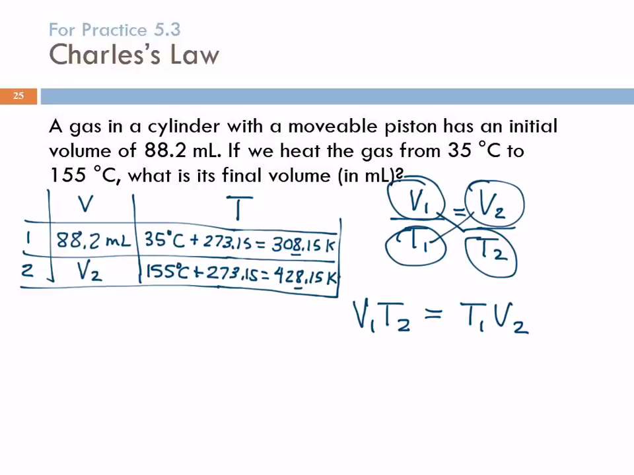Now it's easier to rearrange without getting things upside down. I want V2. So I'm going to divide by T1 on both sides. So the T1s cancel out. So I've rearranged my equation. This scribbling over here, you may or may not need to do. I would like everyone to make the table. And I'd like everyone to write down the rearranged equation: V2 equals V1 T2 over T1.